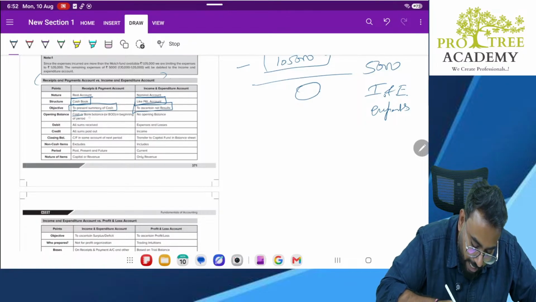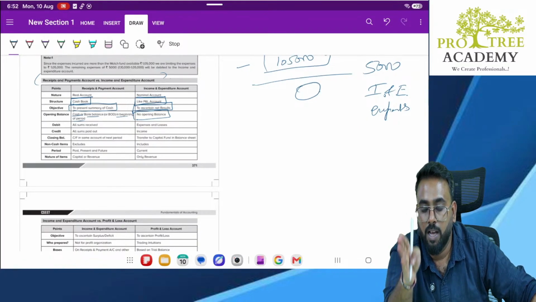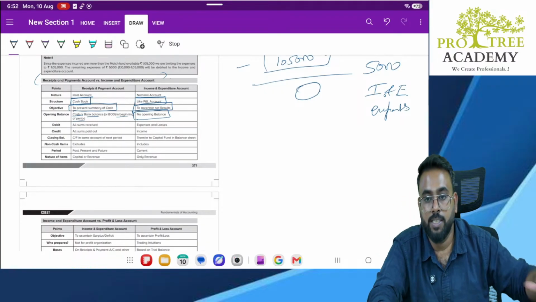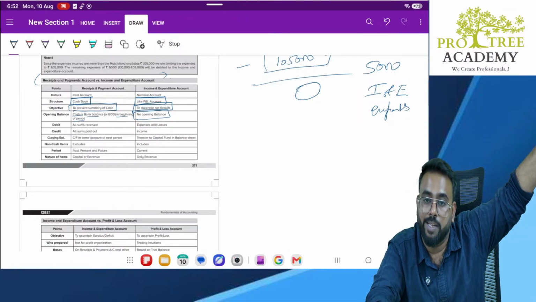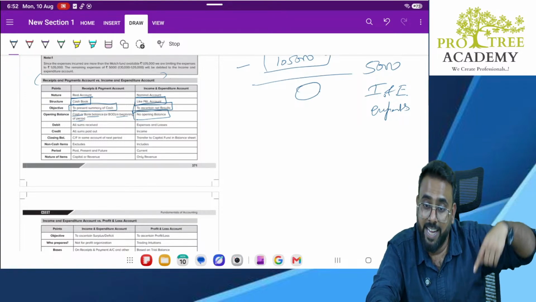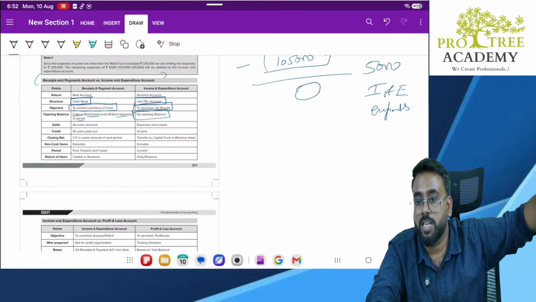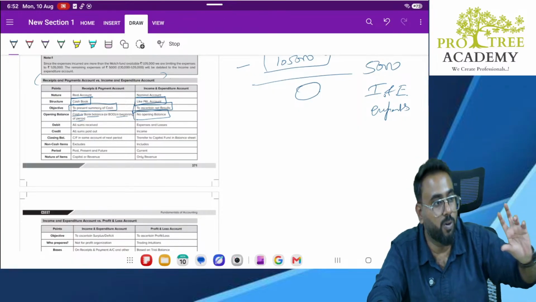Opening balance: cash or bank balance in the beginning of the period. There will be no opening balance here. Now don't tell me out of nowhere that P&L will also have opening balance, or income and expenditure will have opening balance. No opening balance. Whatever balance is there in the P&L, it is called net profit, and that net profit is transferred to capital account. In case of a company, it is transferred to reserves and surplus. In case of income and expenditure, the surplus is transferred to capital account. Deficit is also transferred to capital account, the capital fund.